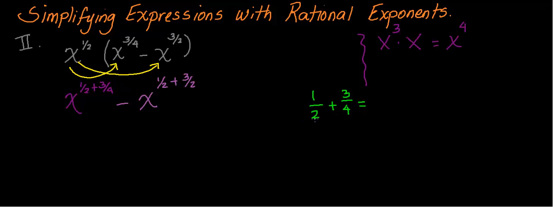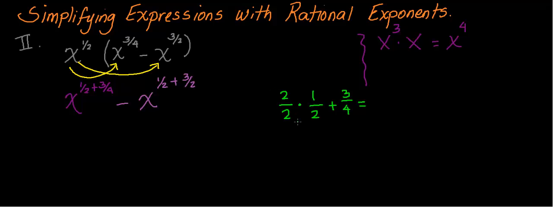The common denominator here is 4. Now 3/4 is already ready. It's already a denominator 4. 1/2 isn't. So I have to change this 1/2 and make it look like something fourths. And the way to do that is to change that denominator into a 4. I would have to multiply that denominator by 2. If I multiply the denominator by 2, I multiply the numerator by 2.